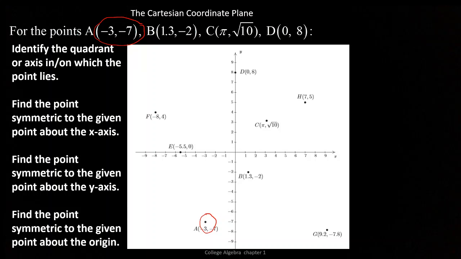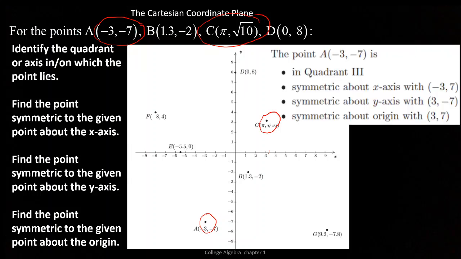And I'll let you do this. You can stop the video here and do the rest of them and see if you can find out where they are. Well, this one I'll do for you. Pi is about 3.14. It's about right there. And the square root of 10 is like 3 point something. So it's about right there. So that is in quadrant 1. I'll let you do the rest of this.